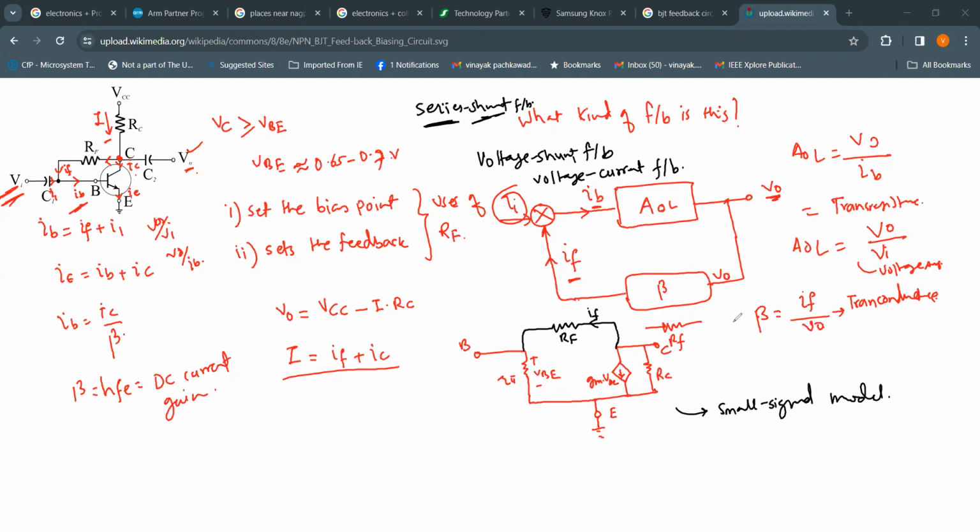I give you an exercise. Calculate the VO over VI and VO over IB, or not IB actually, VO over II, these two gains from the small signal model. Okay, so here is the output voltage, here is your input voltage. Okay.